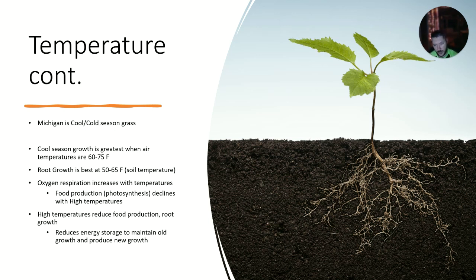High temperatures reduce food production and root growth, which reduces the energy storage to maintain old growth and to produce new growth. So again, it makes sense, right? When we get those high temperatures, those 80s, 90s, hundreds, grasses start to shut down because they can't handle it.